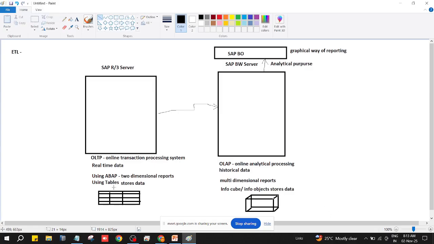So the difference between the R3 system and the BW system is the extension, because in ABAP, where data is stored, only two-dimensional reports are possible, because ABAP is mainly used for reporting purposes. But the extension is this BW, BI and BO. So daily we get the data, store it, stage it, then report on top of it.